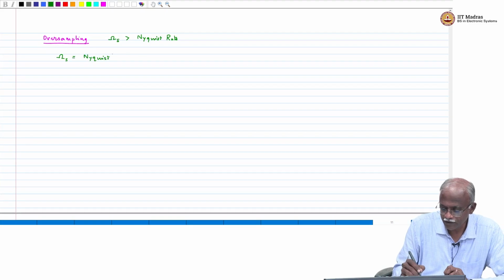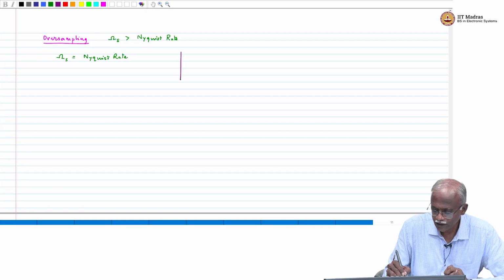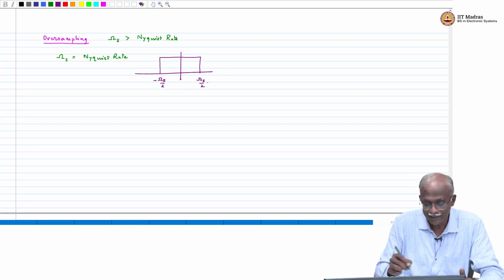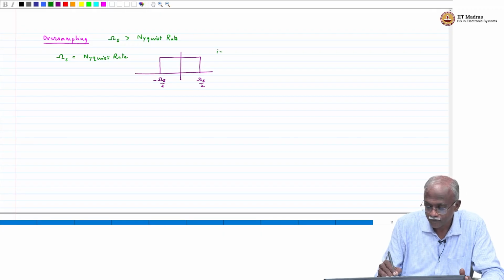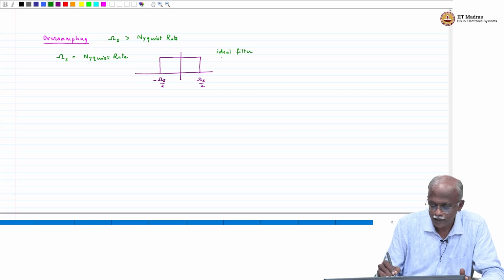then the reconstruction filter was an ideal filter. The reconstruction filter looked like this, from minus omega s by 2 to omega s by 2. This is an ideal filter, and such a filter is not realizable in practice. So, what do we mean by this?